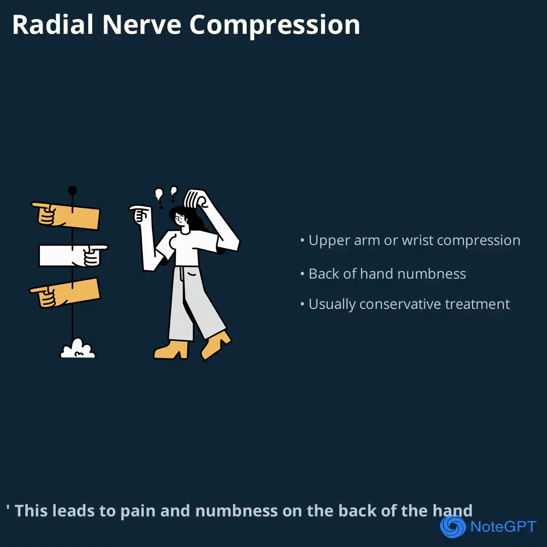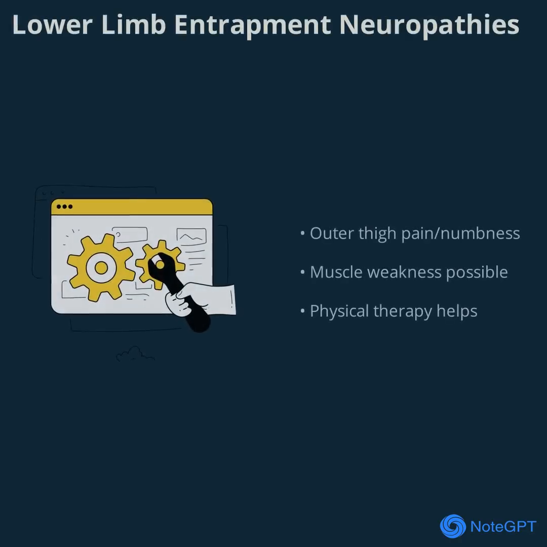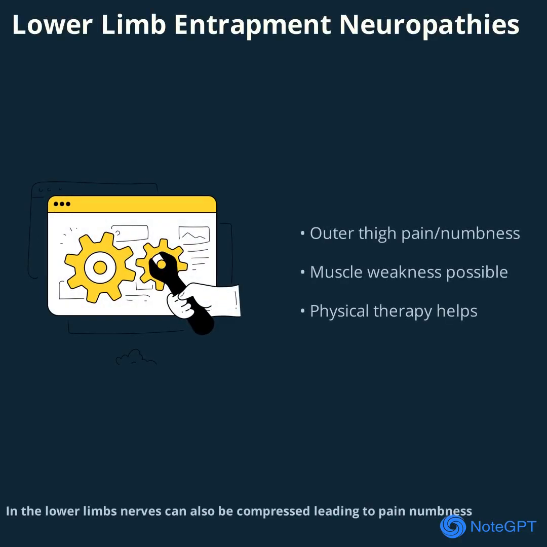This leads to pain and numbness on the back of the hand with minimal muscle weakness. Most cases improve with conservative measures such as removing the source of pressure. Surgery is rarely needed. Recognizing the symptoms and their causes can help patients avoid further nerve injury and recover more quickly. In the lower limbs, nerves can also be compressed, leading to pain, numbness, or weakness.